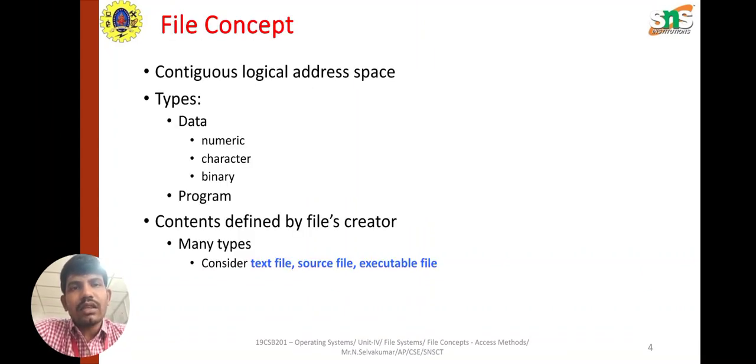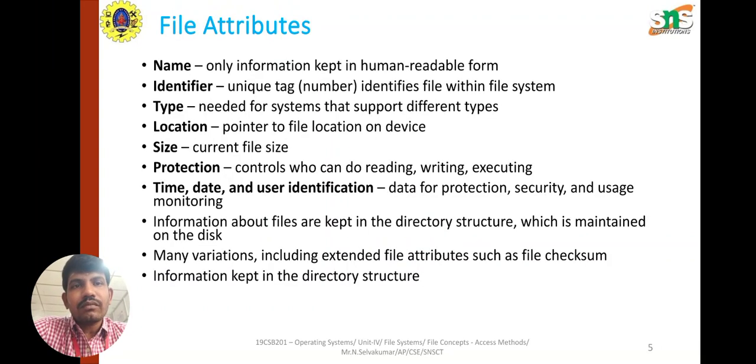First, a file is a contiguous logical address space. It holds types of data such as numeric, character, and binary, and also programs. The content is defined by the file creator. There are many types of files, for example text files, source files, and executable files.